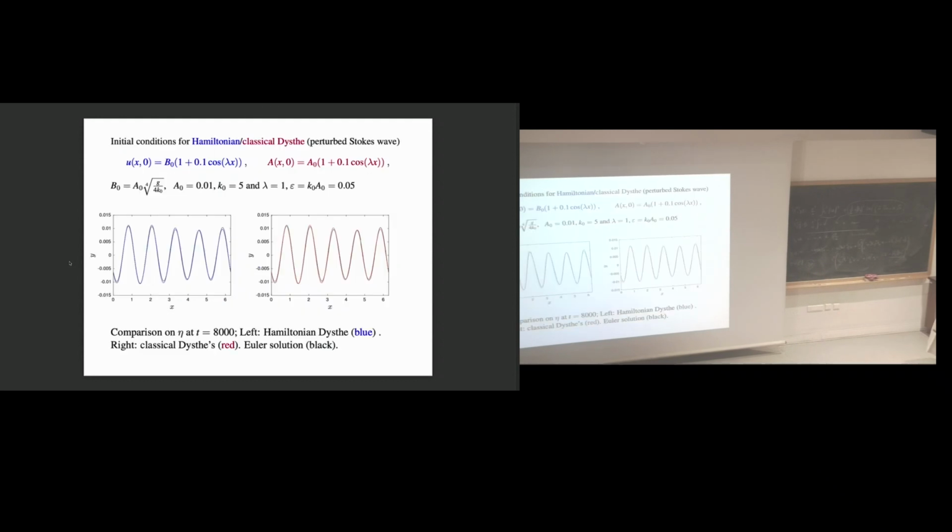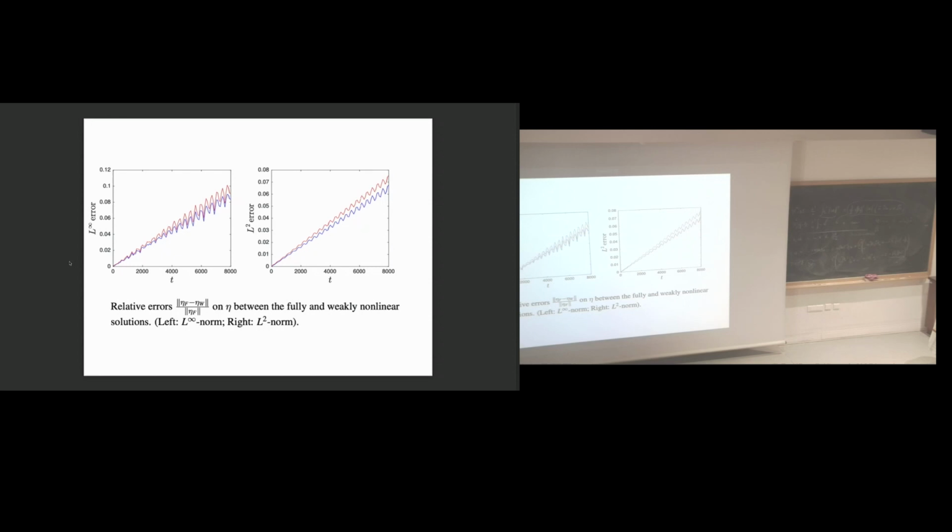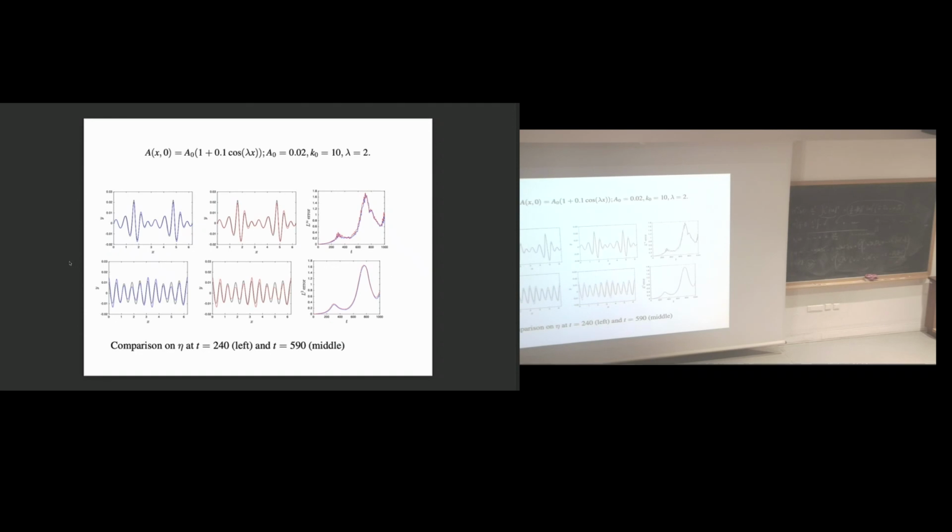Okay, so that's a preparation. So this is very simple. We took essentially perturbed Stokes waves, and the blue corresponds to the Hamiltonian, the red corresponds to the classical dist, and the black corresponds to the prediction of Euler. So it's comparable. And this is the relative errors. So look, the red is a little bit less good than the blue, in the relative error of L2 norm and L infinity. And this is for a little higher perturbation of Stokes waves, so a higher coefficient. And it is kind of comparable with the blue and the red.